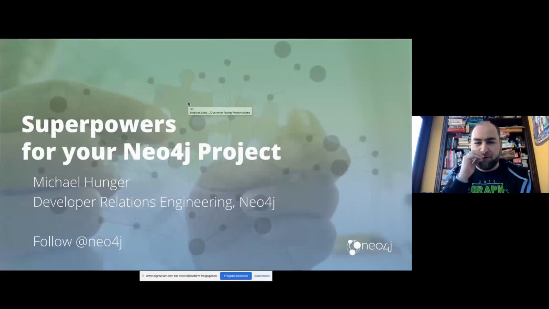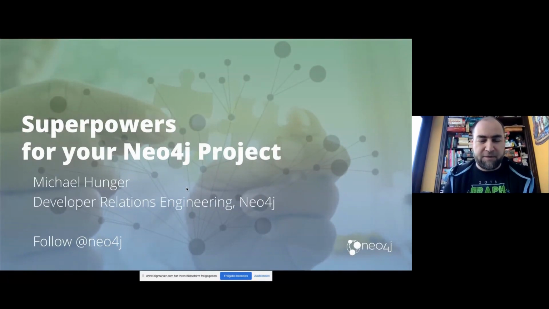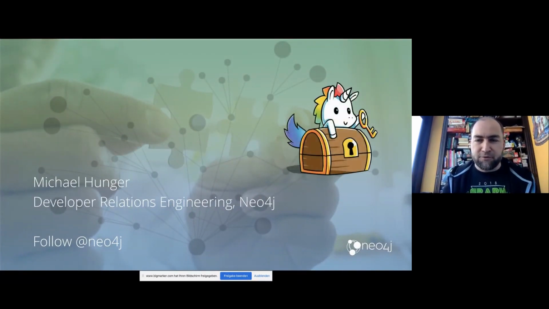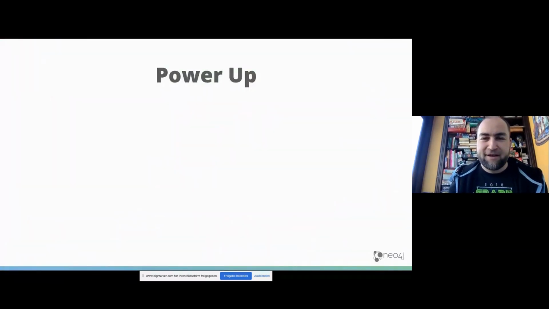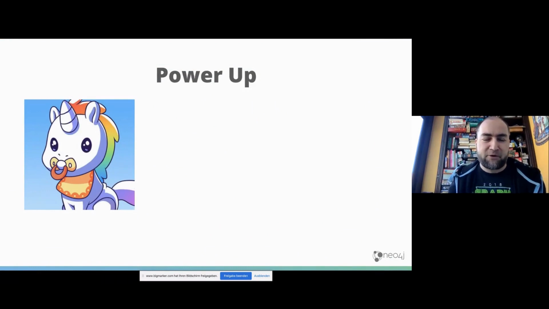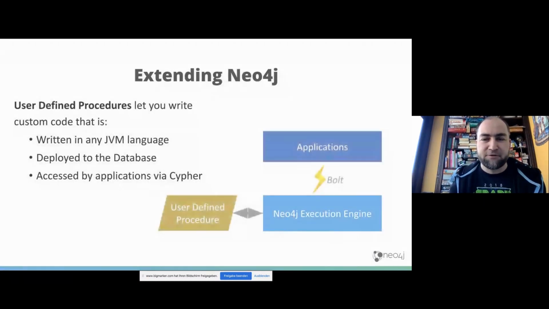I want to talk about how you can improve your Neo4j project with superpowers using APOC. So I want you to become a unicorn, right? One of these really cool unicorns. So basically, it's powering up from being a baby unicorn to be a full-blown rainbow unicorn in your Neo4j project. And we want to use APOC for that.